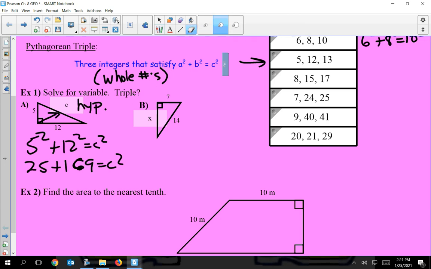I got ahead of myself here. Hold on. Okay, 25 plus 144 is 169, which equals c squared.